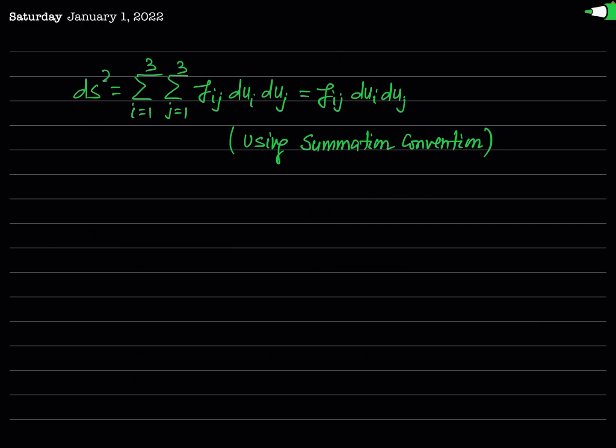In terms of the generalized curvilinear coordinates, the metric is defined like this: ds square equal to summation over i from 1 to 3, summation over j from 1 to 3, g_ij du^i du^j. As you know, according to Einstein's summation convention, there is no need to write the sign of summation here, because the summation is already implied for the repeated index. So this expression may be written without the sign of summation.